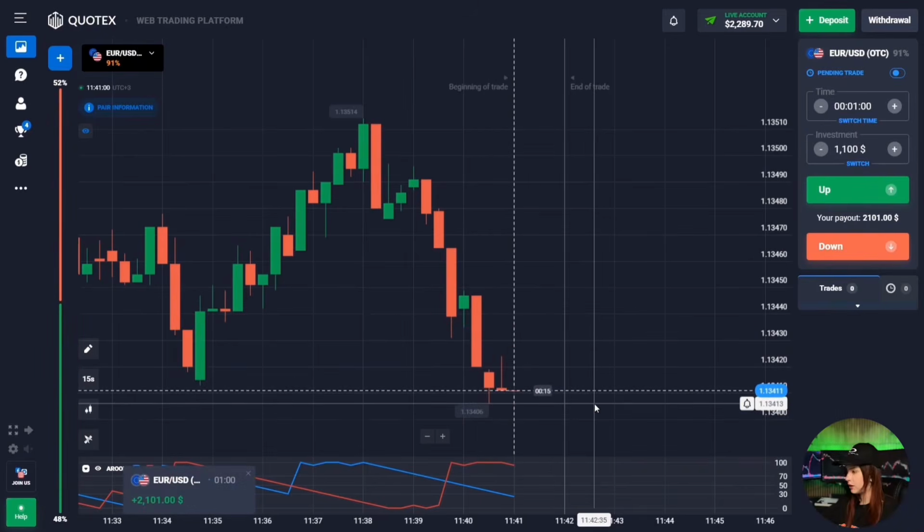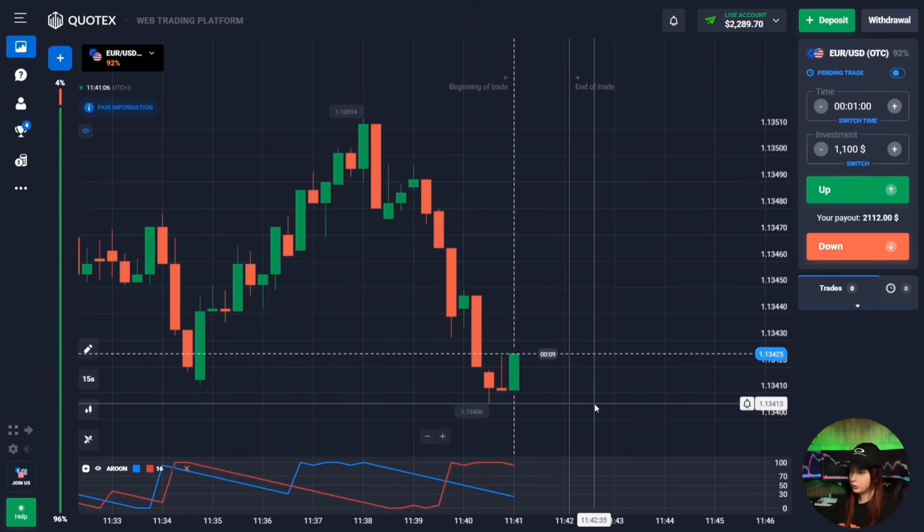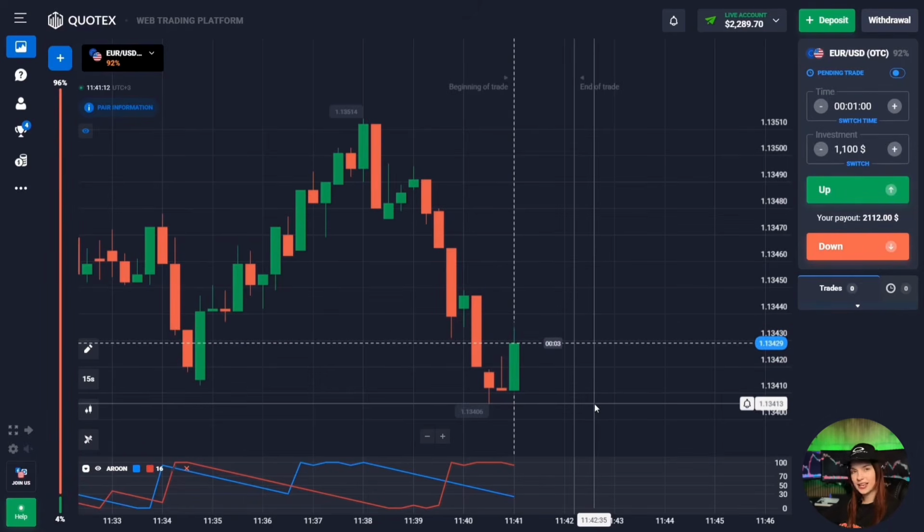Guys, it's not bad at all. As you can see, the price continues to decline and our deal closes below the entry point, bringing us profit. 1 minute proved to be just enough here. So let's continue our trading session, guys.